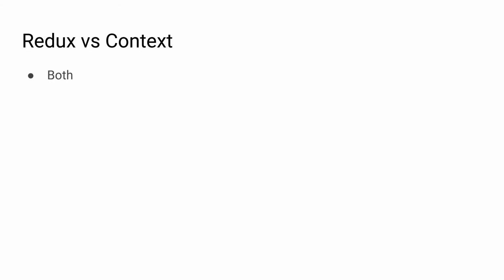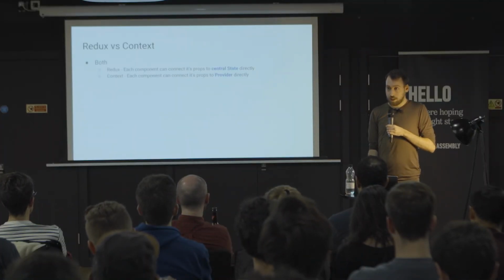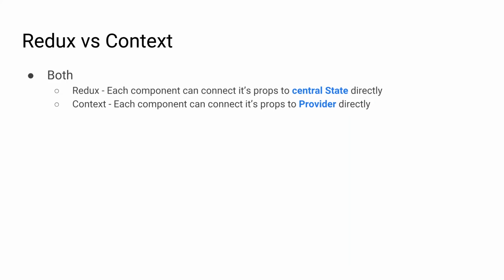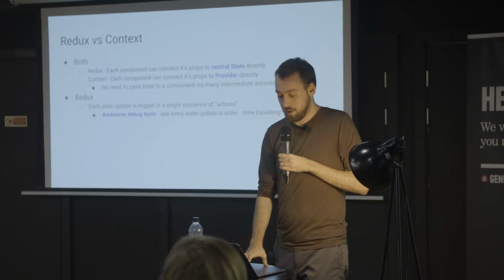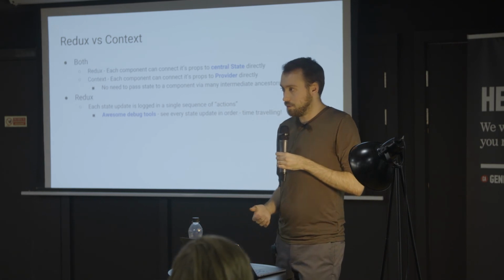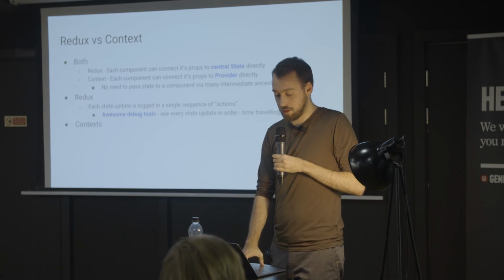Redux versus the context API. What they can both do for you, with Redux, you can connect each component to a central state directly, so not having to go through passing props through every single parent and descendant. Context API, you can do the exact same thing for a provider, so it serves that purpose in both cases. With Redux, the really nice thing is that each state update is logged in a single sequence of actions. So the debug tools are just really good. If you have a very stateful, complex app, I think that it's probably worth using Redux.